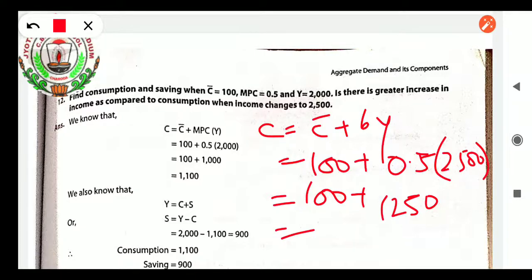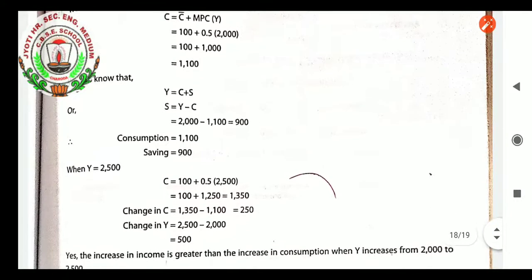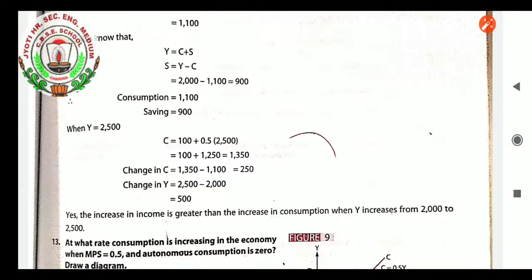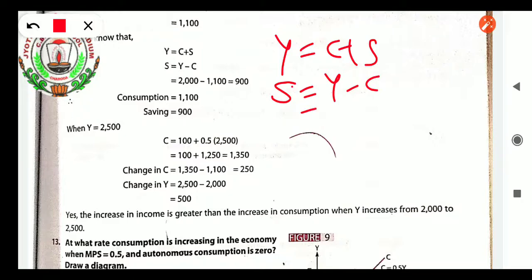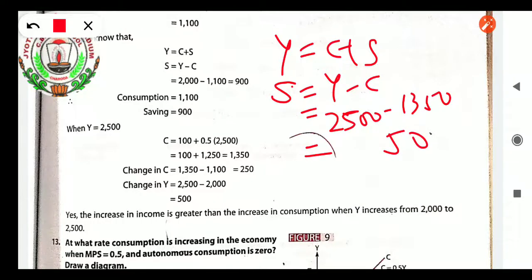Then how much does consumption increase? That is 1350 when income is 2500. So savings will be 2500 minus 1350. If we take Y equals C plus S, so S equals Y minus C equals 2500 minus 1350, which is 1150. 1150 is the savings. Okay, savings we have taken.